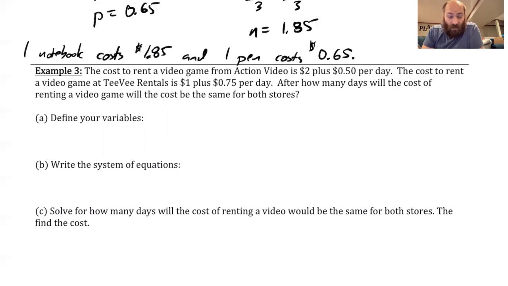This one's a little bit tricky, but what we're comparing is cost of renting a video game and days. So that's what we're showing here. So I'm going to do C for cost, D for days.